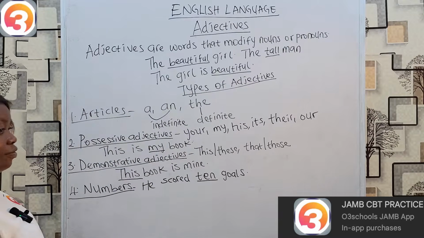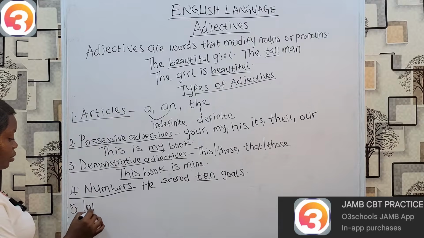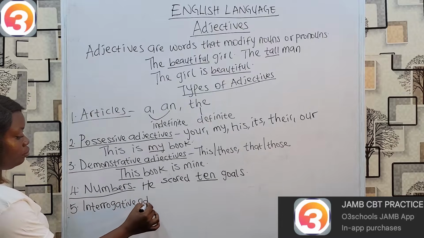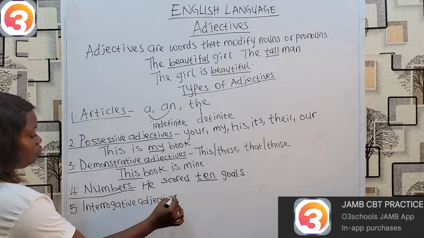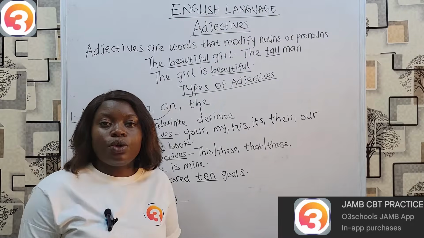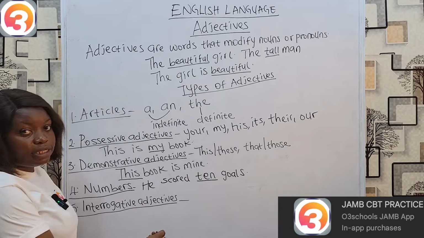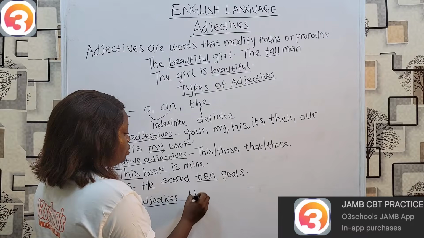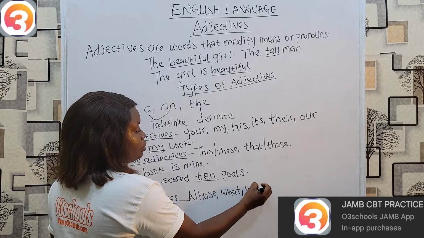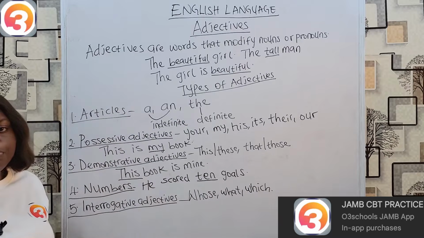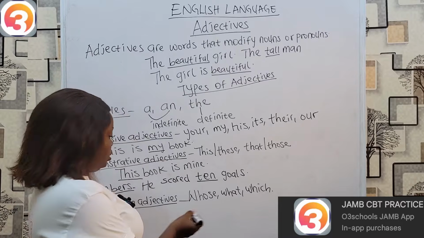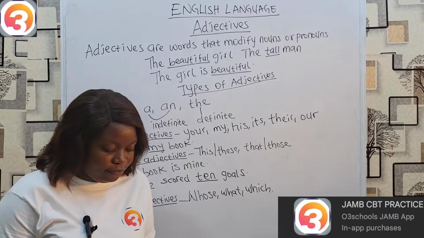Another type of adjectives we have is interrogative adjectives. Adjectives that are used to ask questions, we classify them as interrogative adjectives. And we have whose, what, which. Whose book is that? Which option seems best to you? These are examples of interrogative adjectives.